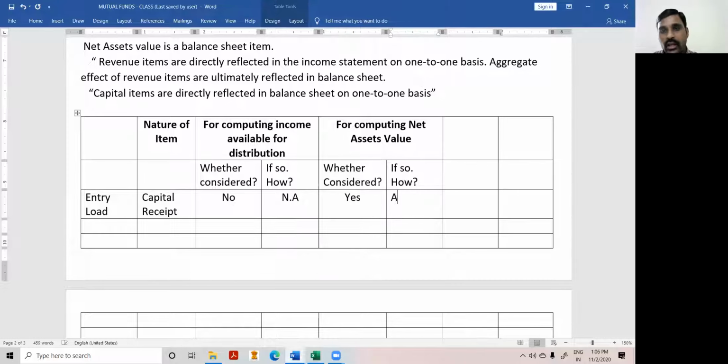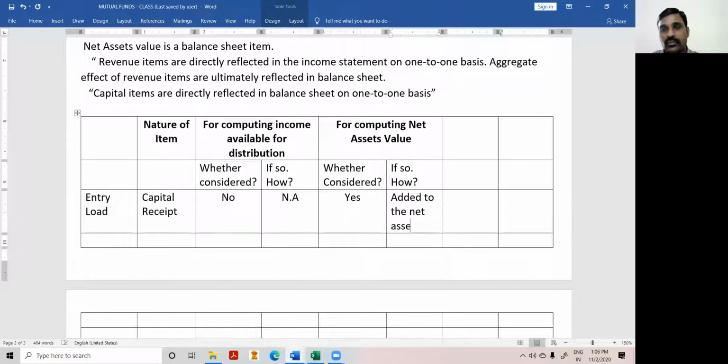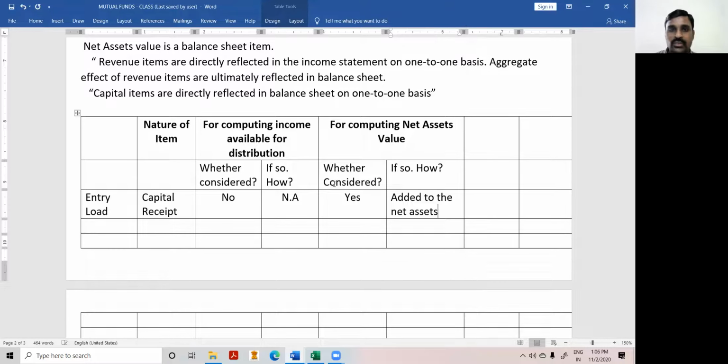As an income, added to the net assets. This is the point: whether it is considered. If so, how do we consider it? If it is not considered, fine. Next, this is the entry load. Entry load is capital. Capital means it is not considered as income here. It is a receipt, therefore it is added. As simple as that.